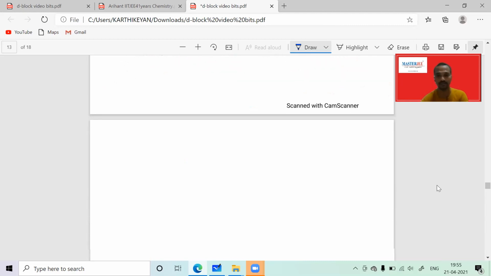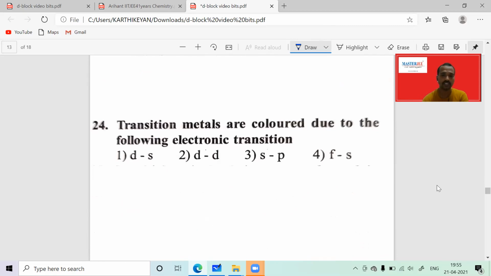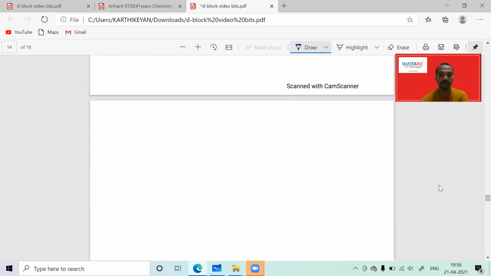Next, if you see here, transition metals are colored due to the following electronic configuration. Because of what electronic configuration are these colored? Due to d-d transitions. Due to d-d transitions, these are colored.